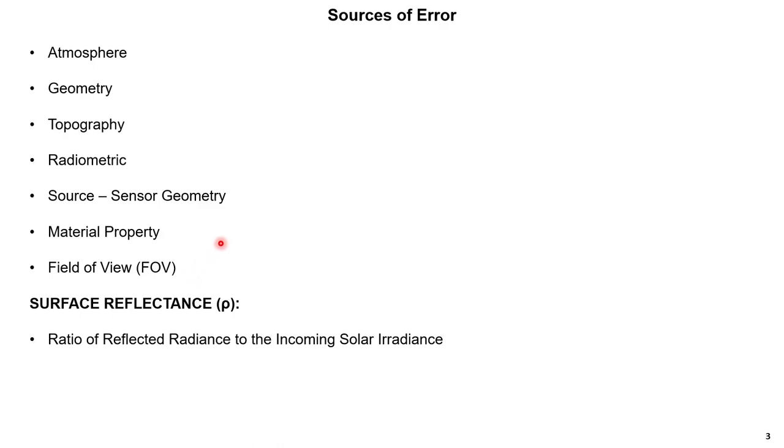Before going into today's class, first we need to see what is surface reflectance. I briefly discussed this in the last session. Surface reflectance is unitless, and it is the ratio of the reflected radiance from the target object to the incoming solar radiation. So it is unitless. This we need to keep in mind.